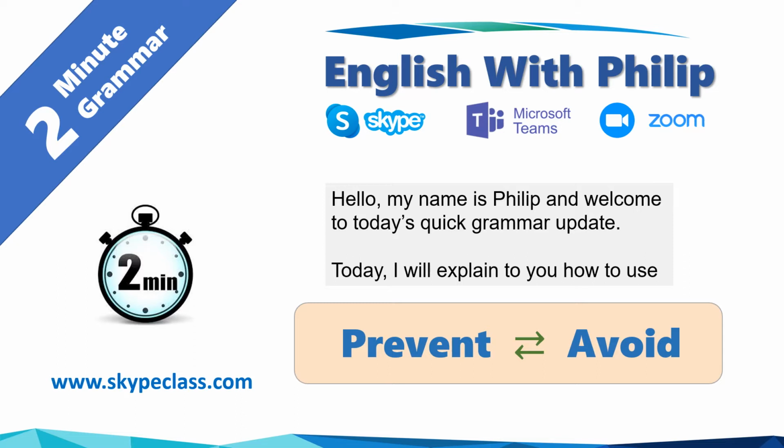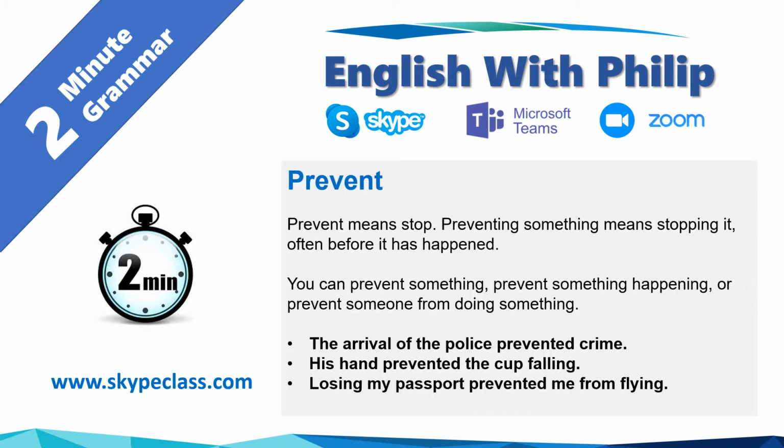Today I will explain to you how to use prevent and avoid. Prevent means stop. Preventing something means stopping it, often before it has happened. You can prevent something happening, or prevent someone from doing something.